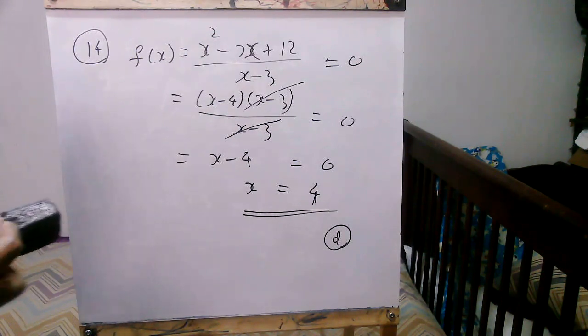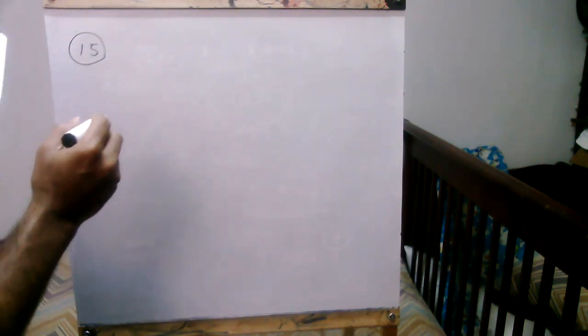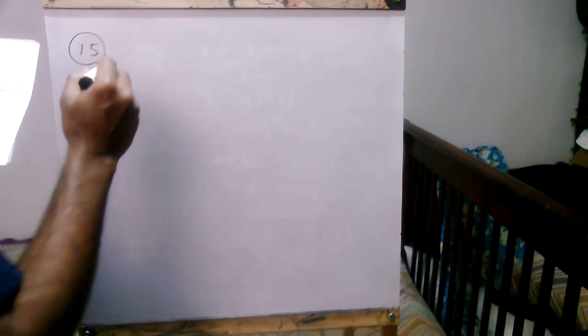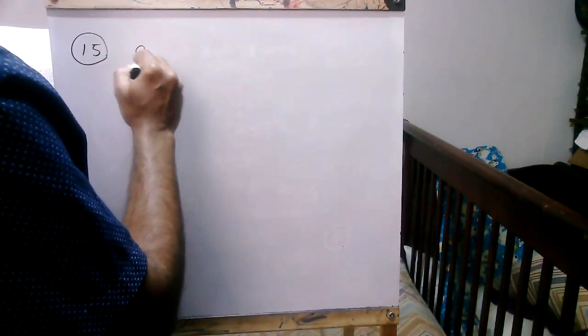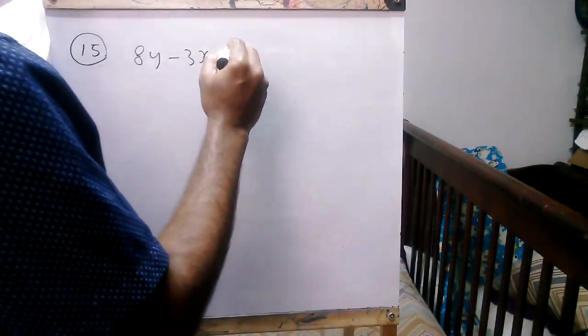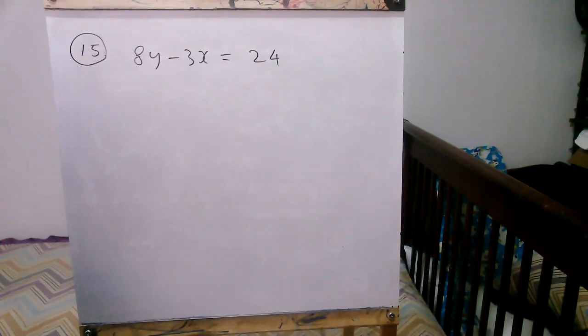That is 14, 15. Let's see. Given the line 8y minus 3x equal to 24, find the slope and coordinates of x and y intercept.